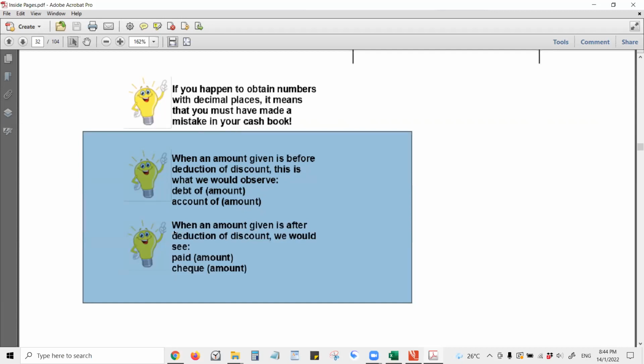And then next one, when an amount given is after deduction of discount, you would see paid and then it gives you an amount after the word paid, check, and then an amount appears after it. Okay, so you copy. This is very important. It's something very important for exam. Okay, when you're done copying, you type done again in the chat box. Then we go back to the question.